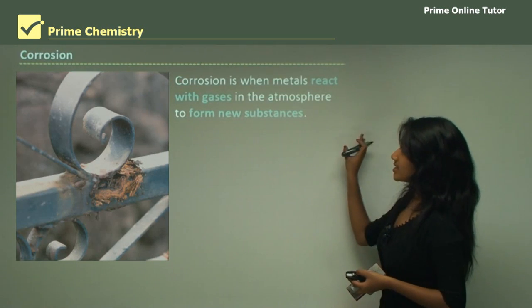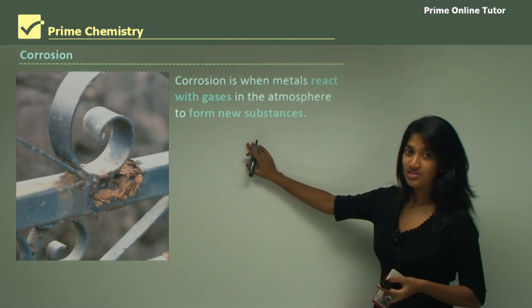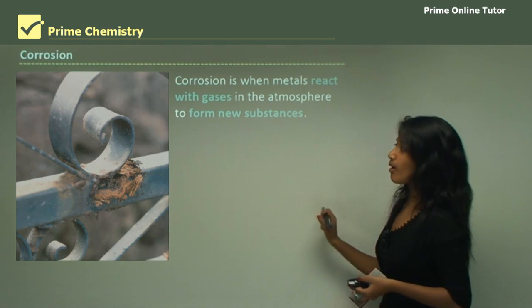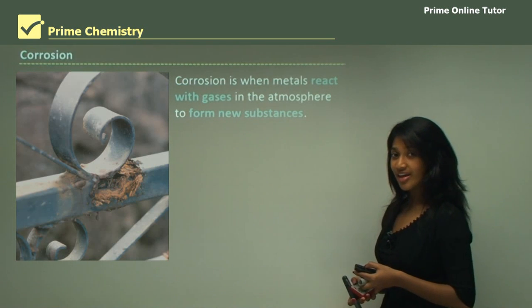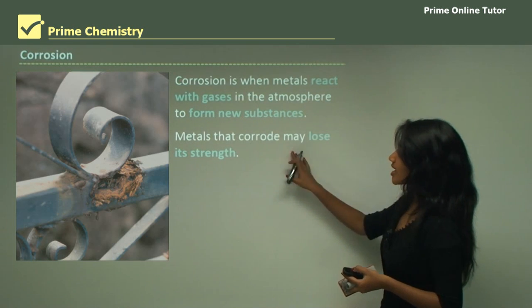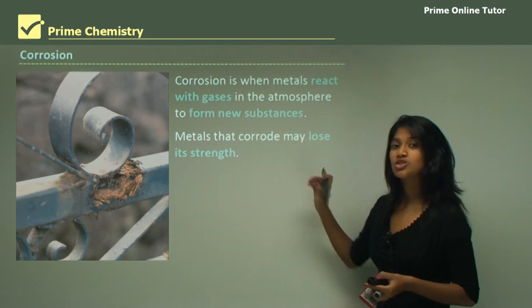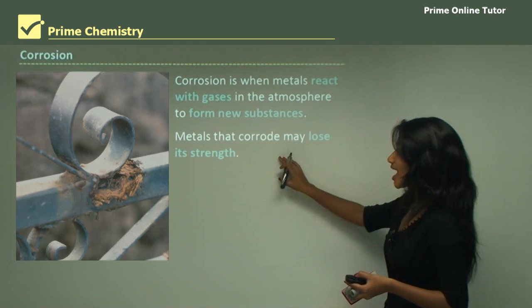Now let's look at corrosion. Corrosion is when a metal reacts with gases in the atmosphere to form new substances. Now corrosion is a very big problem, and you may have encountered it as rusting of iron nails in your everyday life. Now metals that corrode may lose its strength. So a metal's property as its physical strength is lost as it corrodes.